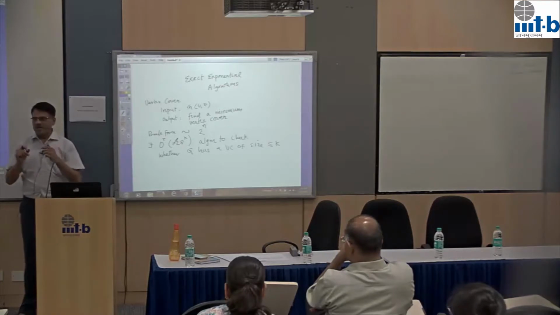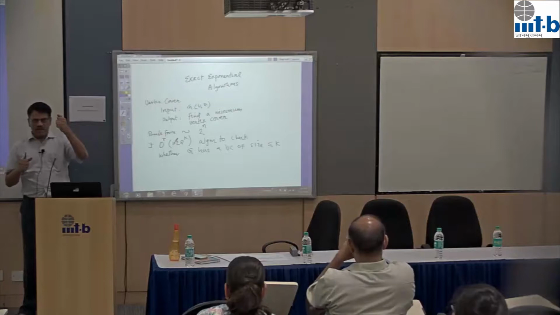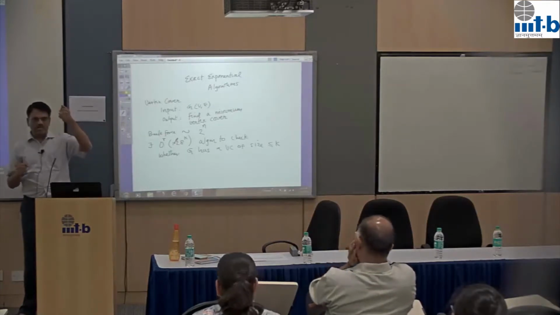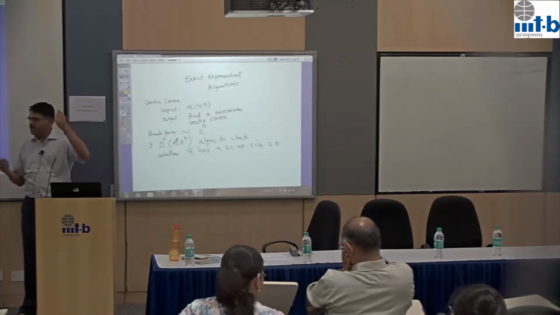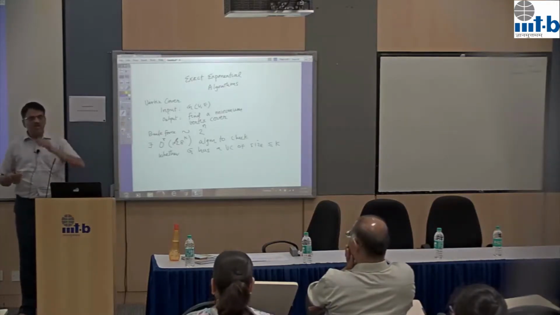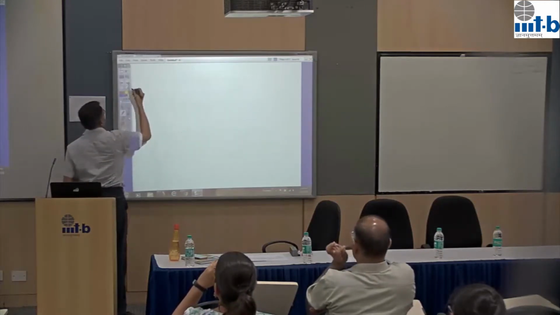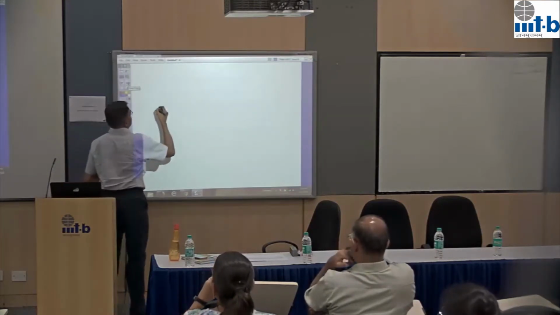For example, suppose I pick a vertex. If I don't include it in the vertex cover, what can you say? All the neighbors must be in the vertex cover. We can take advantage of that and do a better branching algorithm. So how do I do it?